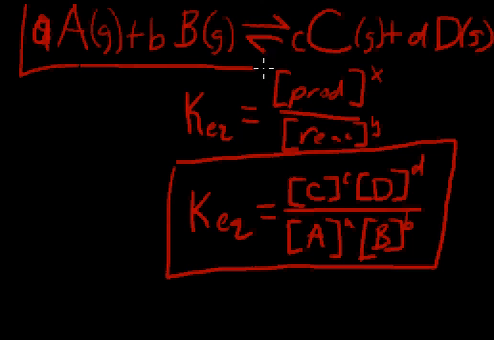Substance A plus substance B producing substance C plus substance D. The reactants are always in the denominator and the products are always in the numerator. And we always multiply our products and multiply the concentrations of our reactants. And so let's look at a real problem and see how this works with real numbers.